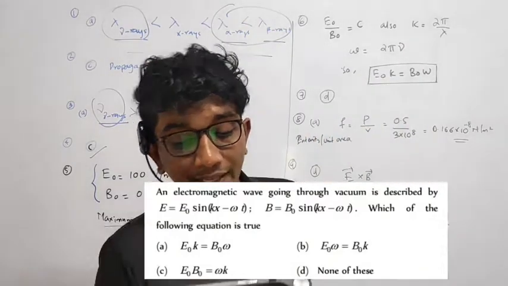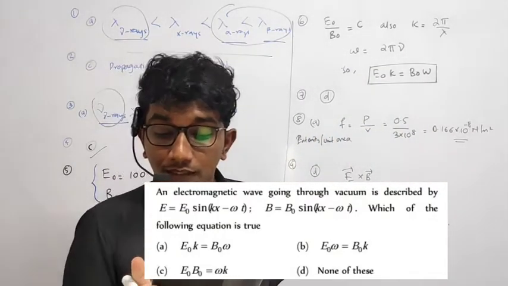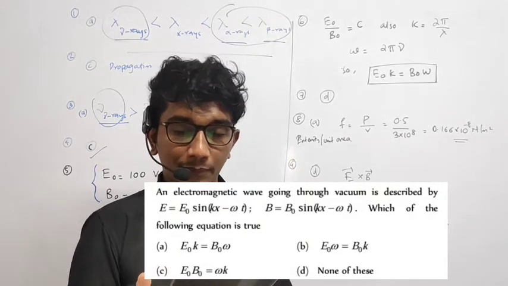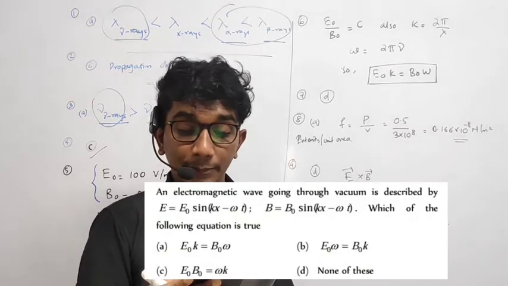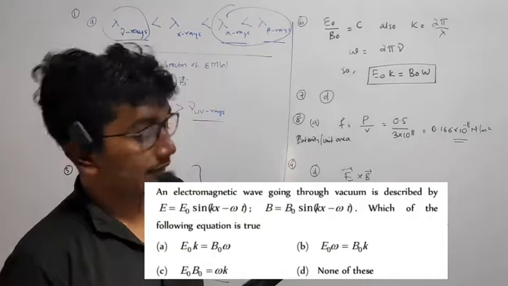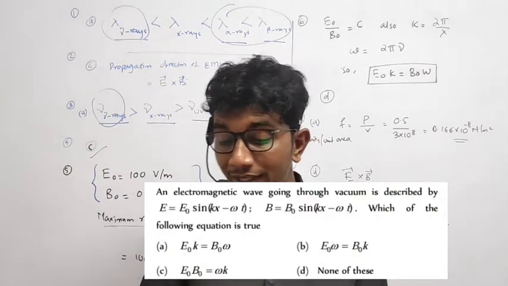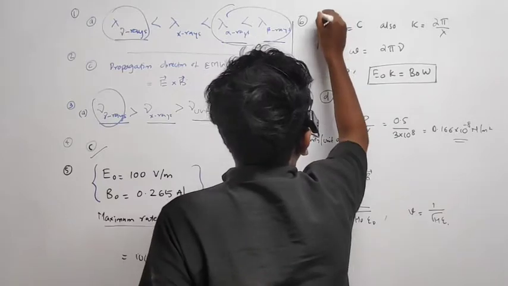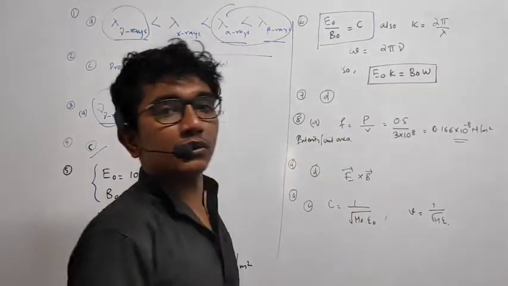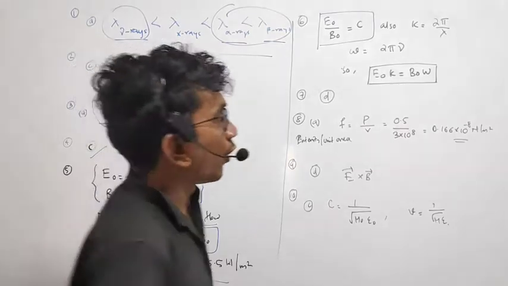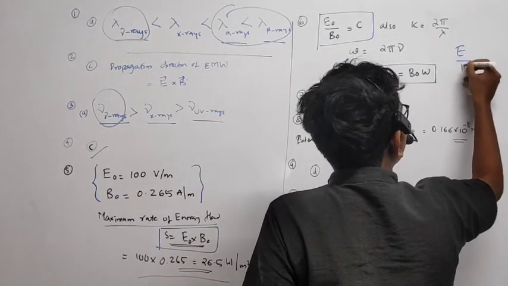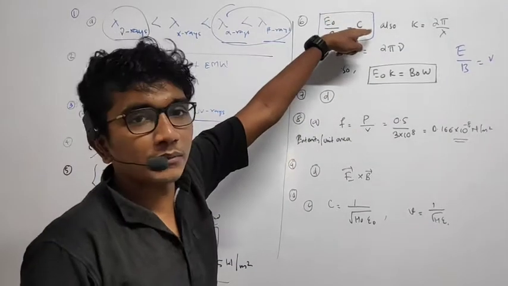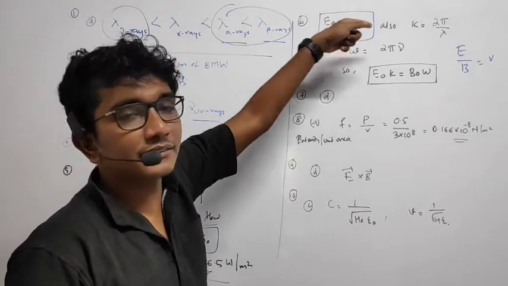An electromagnetic wave going through vacuum is described by E is equal to E0 sin(kx minus omega t). That is a normal wave, a transverse wave. B is equal to B0 sin(kx minus omega t). Alright. So which of the following equations is true? Okay. So we know that E0 by B0 is equal to C. This we all know, right? E0 by B0 is C. Or what is E by B? E by B is equal to v in that particular medium. If it is vacuum, it will be C. That is why we have considered C.